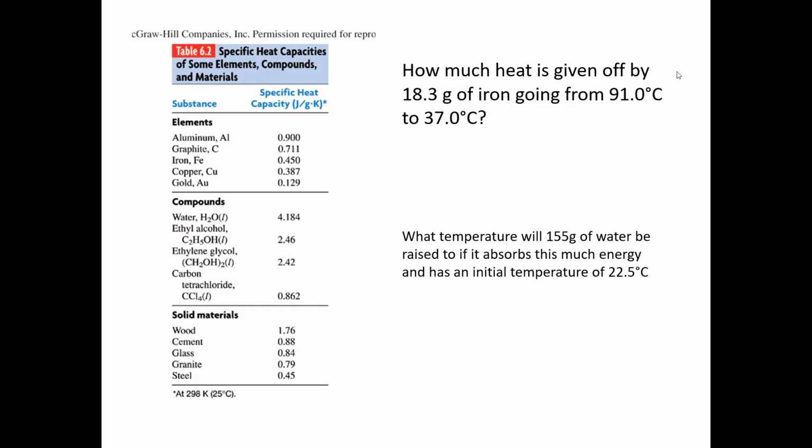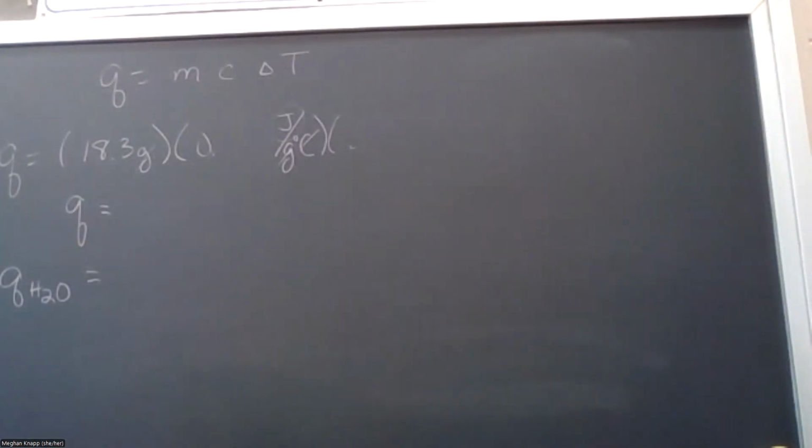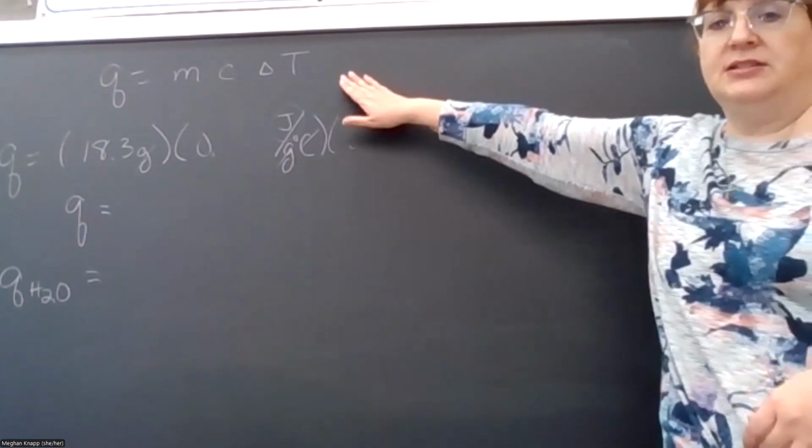Okay, so let's take a look at how we would do a calculation with this. How much heat is given off by 18.3 grams of iron going from 91.0 degrees Celsius to 37 degrees Celsius? Okay, so we want to know what is the heat given off. So we're going to use that equation, Q equals MC delta T. So at this point, I'm going to switch to the chalkboard where I got this problem written up. Okay, and we're using Q equals MC delta T here.